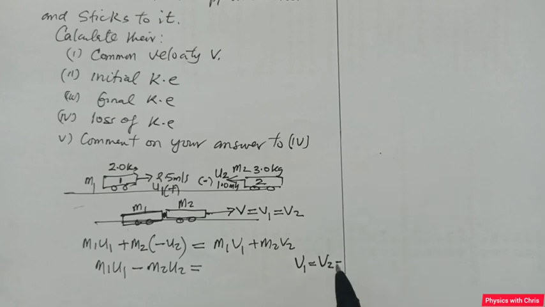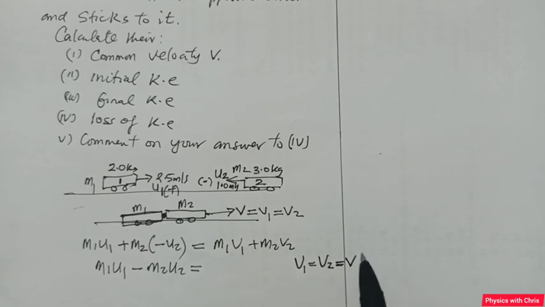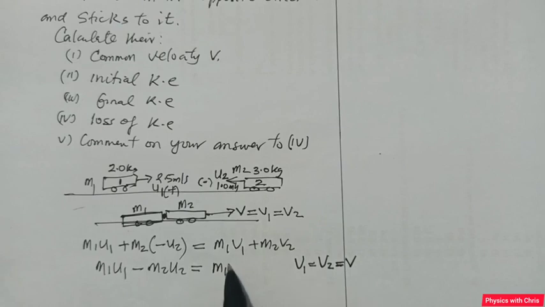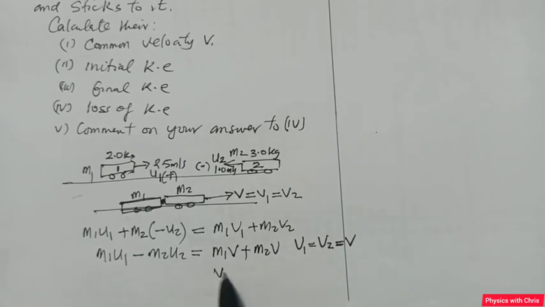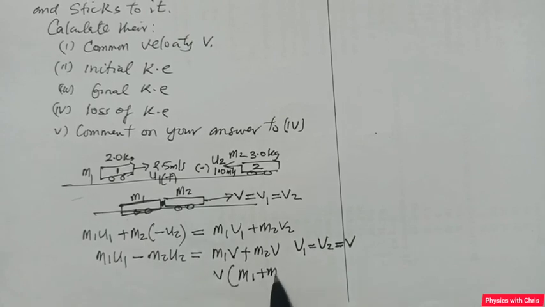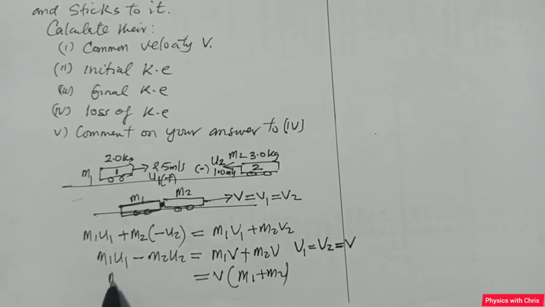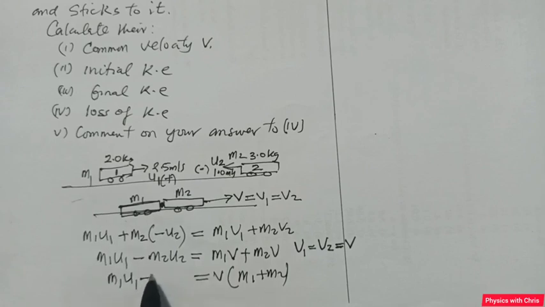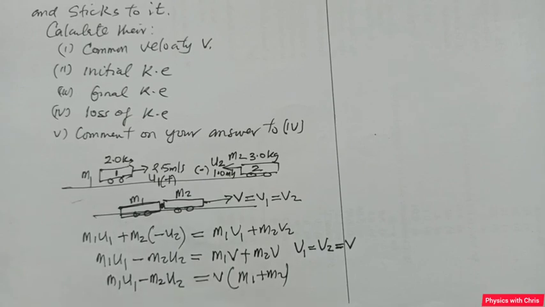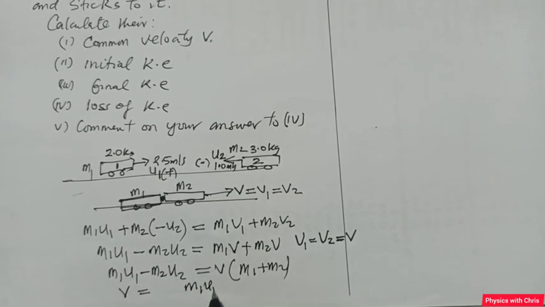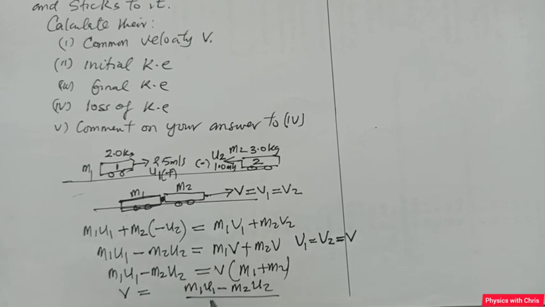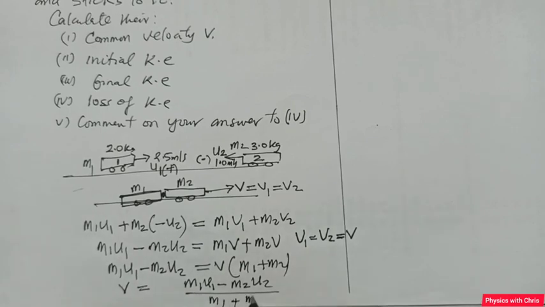So I'm going to replace v1 with v and replace v2 with v. Factoring out, I have v times m1 plus m2 is equal to the sum of their initial momentum, m1 u1 minus m2 u2. Then finally, I'm going to divide both sides by m1 plus m2 to have the expression for my common velocity, v equals m1 u1 minus m2 u2, divided by m1 plus m2.